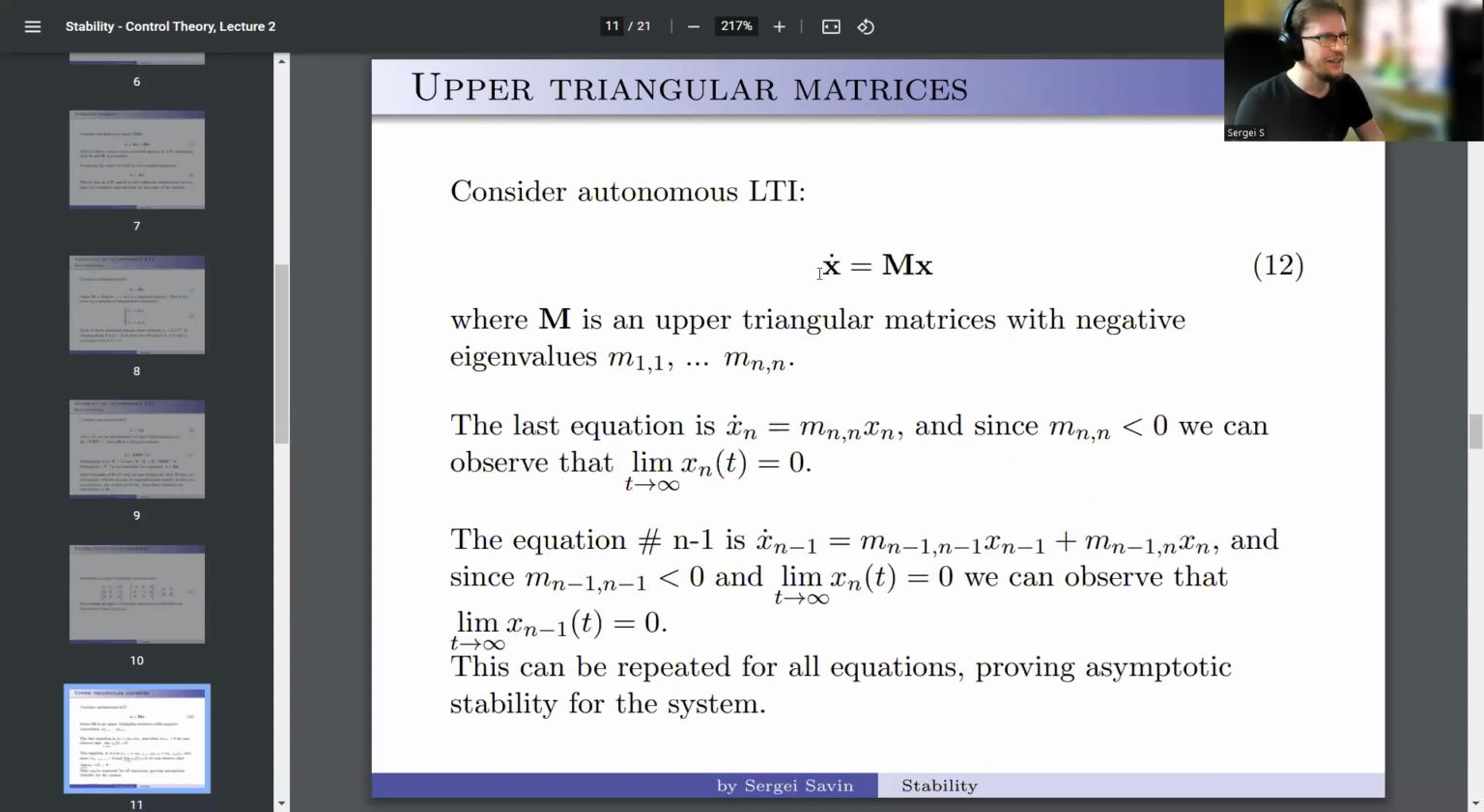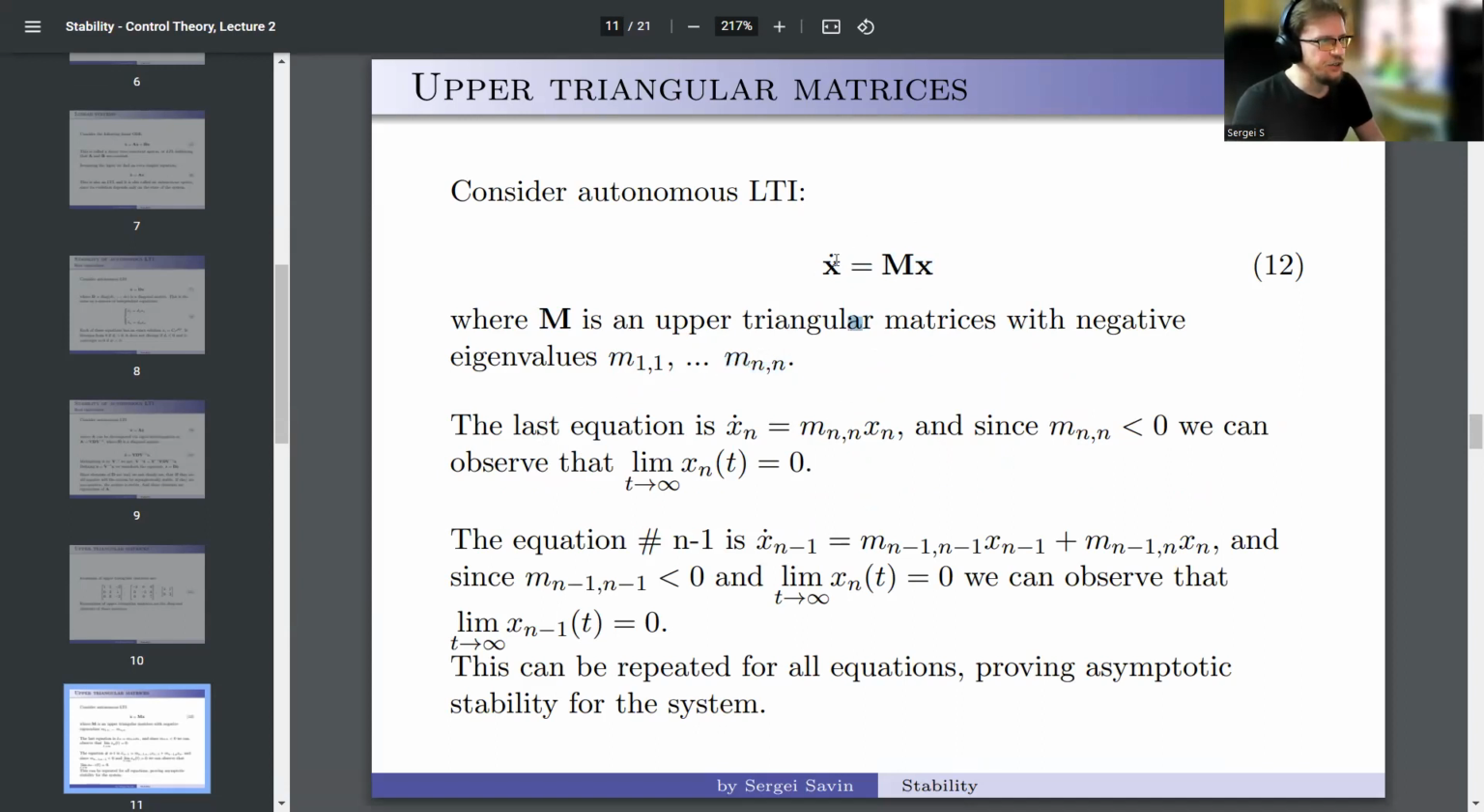So let us now try to see what we do with those. Let's say, again, autonomous LTI, where M is an upper triangle matrix. Let's say all the eigenvalues are negative. And eigenvalues, again, are elements on the diagonal, remember.